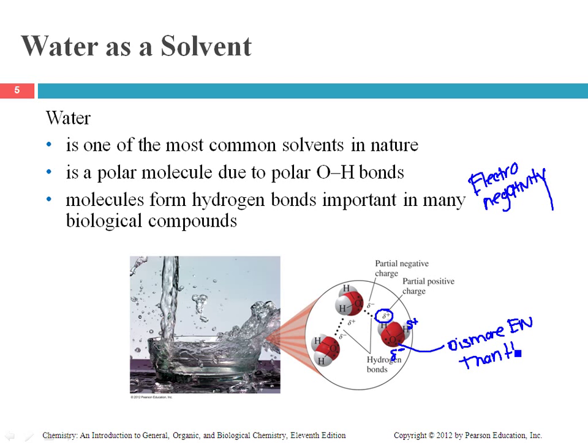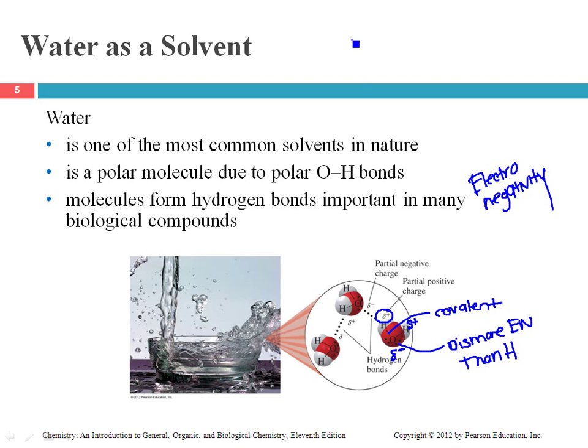So basically it's winning the tug of war. It can pull harder on those electrons, and it pulls them basically away from the hydrogen in this covalent bond. Okay. Molecules form hydrogen bonds. Okay, this is what this is actually showing here. We talked about this briefly in one of the previous chapters. But hydrogen bonding is what makes water have such a high boiling point for a pretty low molecular weight compound.